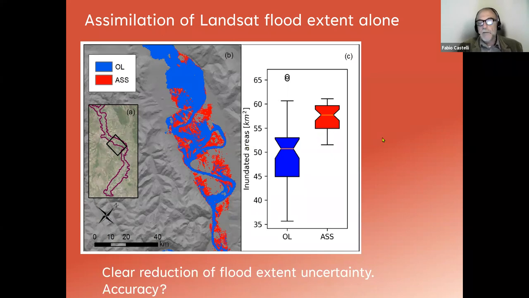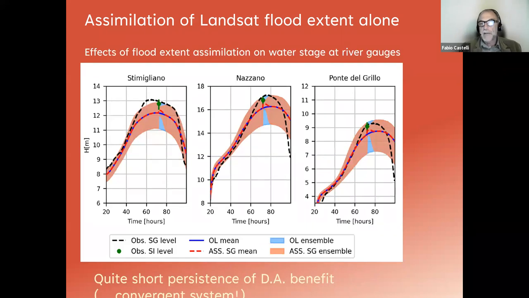But one advantage, as you know, of the Kalman filter is reducing the uncertainty. So here you have, from a number of ensembles of model perturbed predictions of the flood wave, the range, the classical box plot of the inundated area, and how this reduces and also increases as an average by assimilating the Landsat imagery. There is a problem with the assimilation of the Landsat imagery. It's the only one in time.